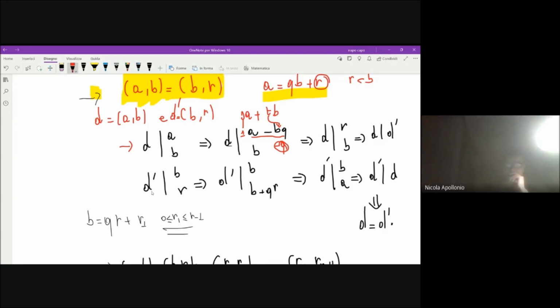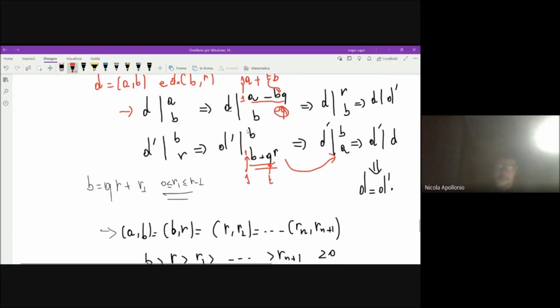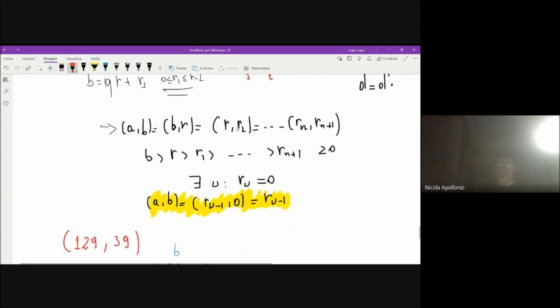Conversely, let D prime be the greatest common divisor of B and R. By the same reason, it divides both, so it divides any linear combination. In particular, it divides this linear combination. But what is this linear combination? It is A, where S is 1 and T is Q. And so D prime divides D. And we have both relations as required, and we conclude that D is equal to D prime.